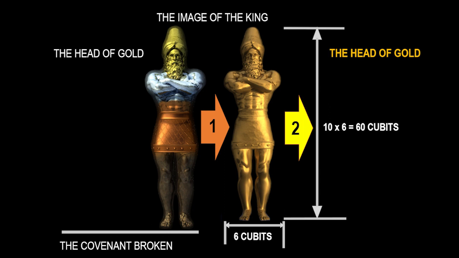Secondly, the golden image had very specific dimensions. What's most interesting about that was the dimensions that are specifically mentioned. Note carefully the fact that the image was measured by a factor of 10. If the head of the image measured 1 cubit high, 10 cubits would be 10 heads. That makes a lot of sense spiritually, because the head of gold in Daniel 2 was a prophecy of Israel's covenant with God turned on its head, quite literally.